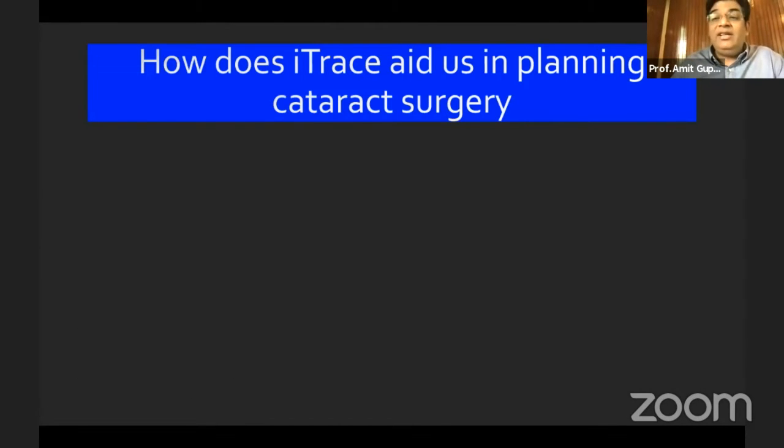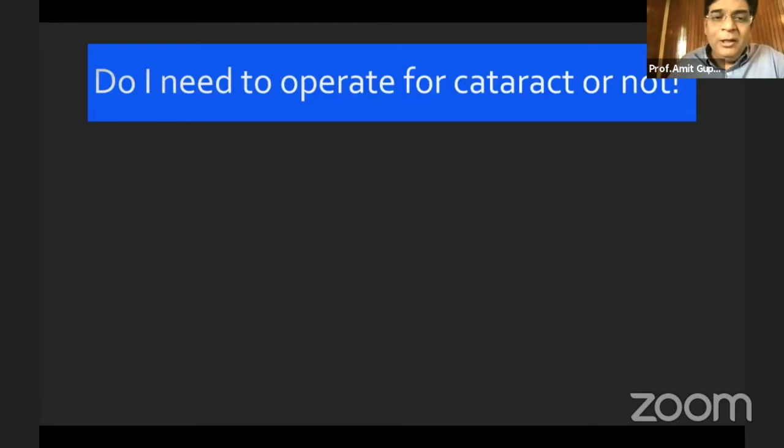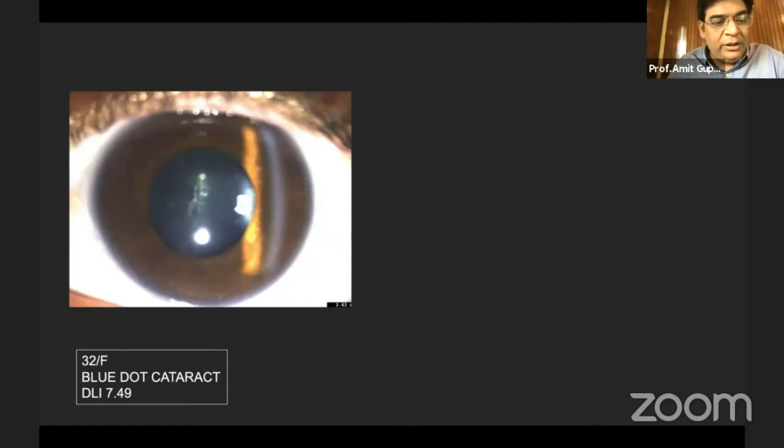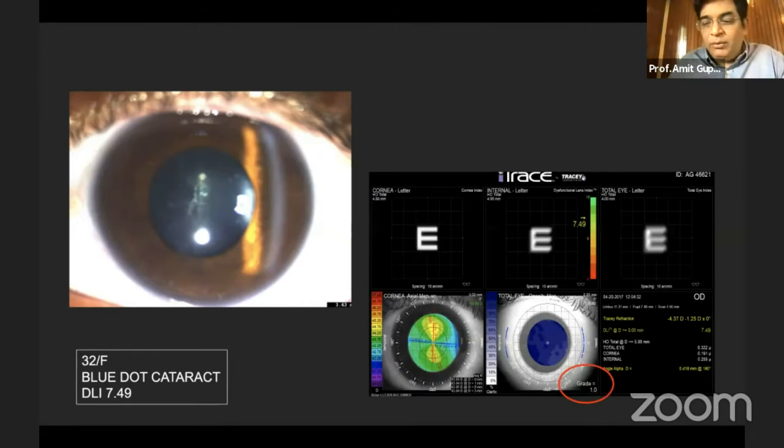So how does the eye trace help us in planning cataract surgery? Some of these points are valid even for refractive surgery, and I will not be repeating them for that. One, the most important question which comes to our mind is, do I need to operate this patient for cataract or not? For example, this is a 32-year-old female, came for LASIK surgery, has a blue dot cataract. So many times, there are different grades of blue dot cataract. And we wonder, how can we actually decide whether this patient needs cataract surgery or not?